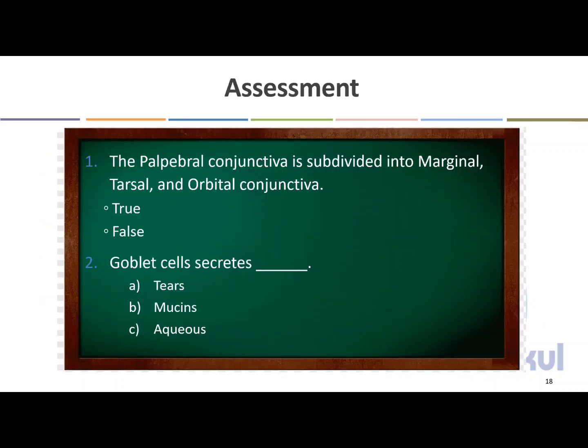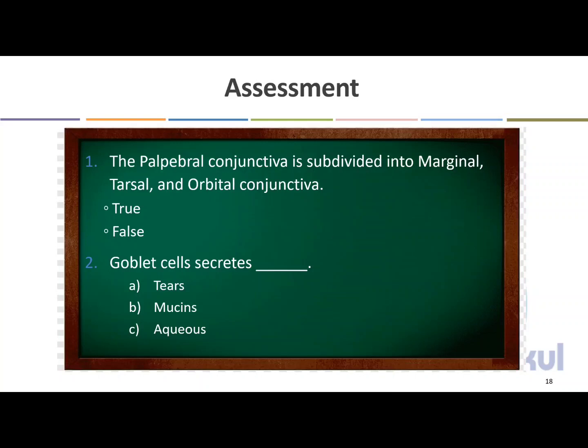Coming to the quick assessment again. Here the question is: the palpebral conjunctiva is subdivided into marginal, tarsal and orbital conjunctiva. Is it true or false? The answer is true. Coming to the second question: goblet cell secretes dash dash. Option A, tears. Option B, mucins. Option C, aqueous. The option B is mucin. Goblet cells secrete the mucin.